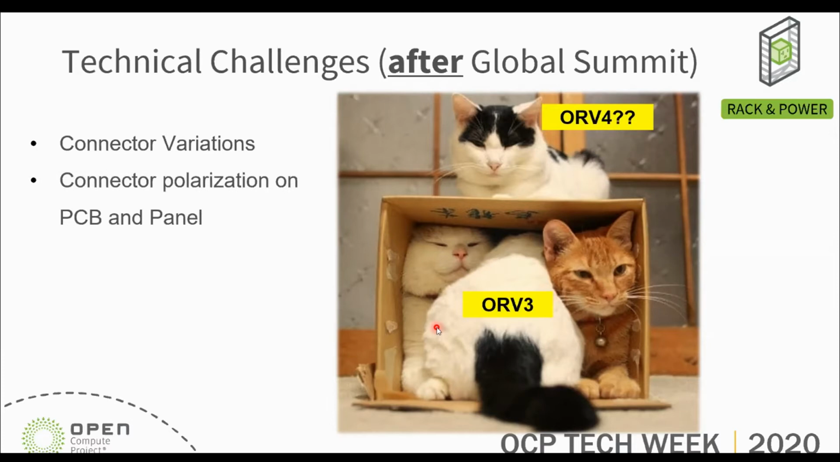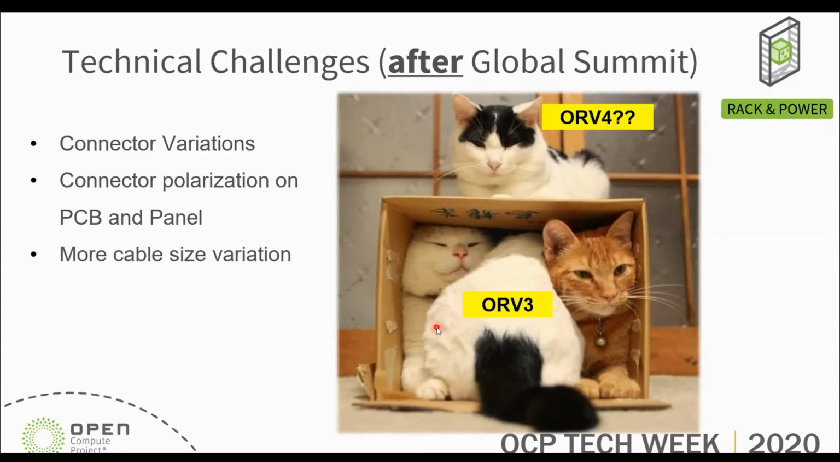Another thing was the connector polarization on the PCB and the panel, because later you can see we have two connectors on the single rack, a left and a right connector. So we need proper polarization in the panel as well as on the PCBs, just to make sure things are assembled properly.